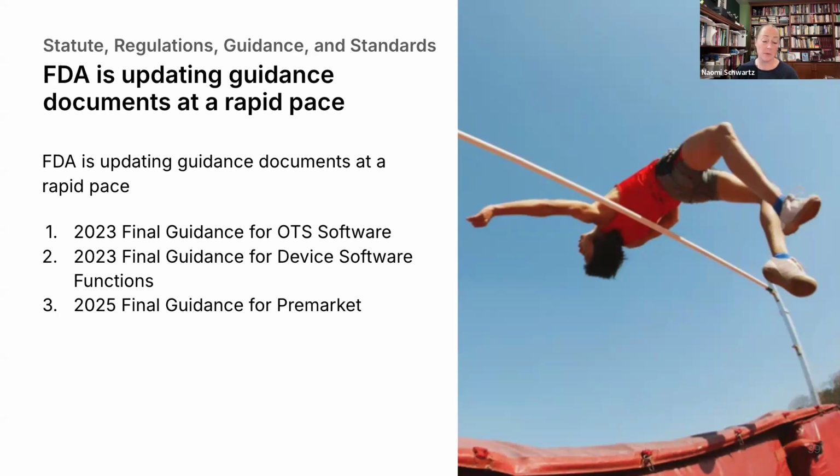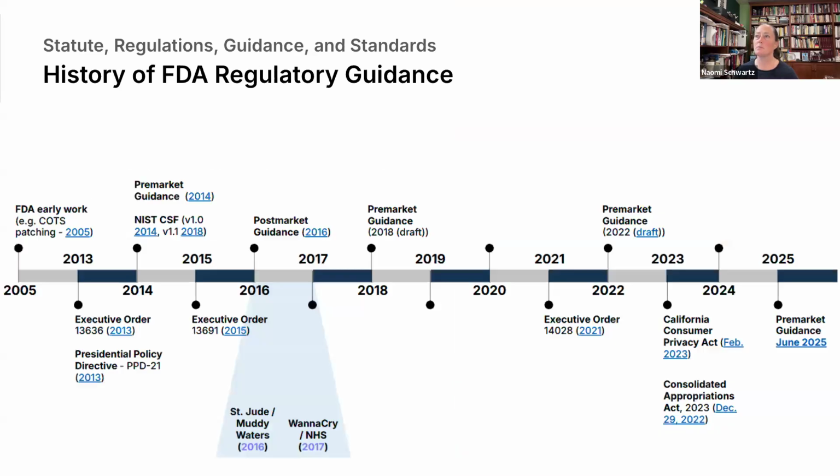So FDA is saying the risks are increasing, the threats are evolving, you're not keeping up, we're going to have to tell you more about what we expect. The history extends all the way back to 2005, where we're talking about early discussions about commercial off-the-shelf software. There were a slew of executive orders. There were a slew of very high-profile cybersecurity incidents, and that led to rapid shifts in putting out pre-market guidance, putting out post-market guidance, updating pre-market guidance again and again and again.